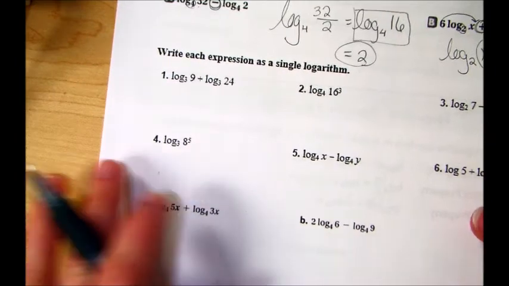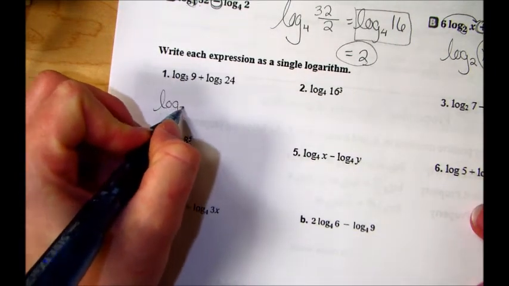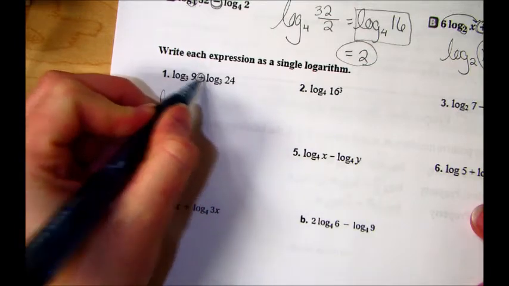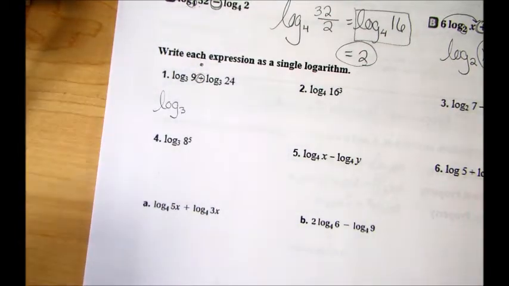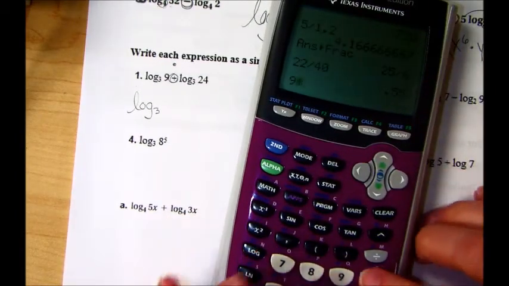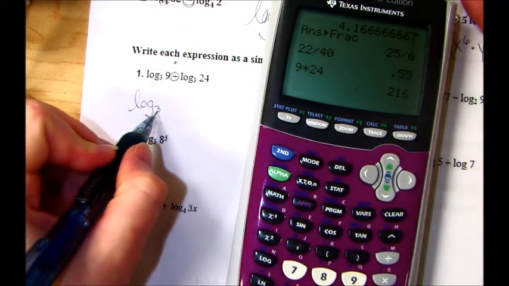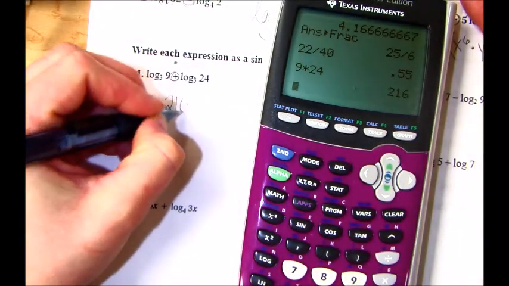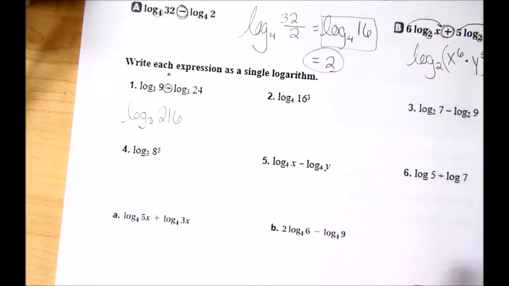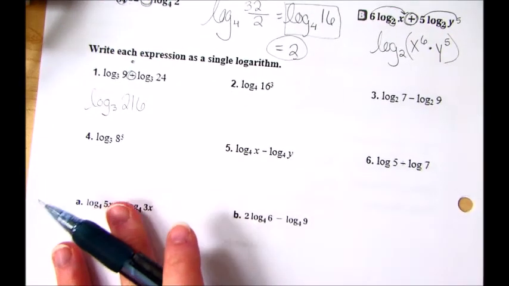Okay, let's try again. So I have this log with a little 3, and I make it a single log. Addition means I'm going to change it to multiplication. So in my calculator, I'm going to do 9 times 24. I get 216. So that's log base 3 of 216. There probably is a power that you can do, 3 raised to some power gives you 216, but for right now, let's move on to number 2.